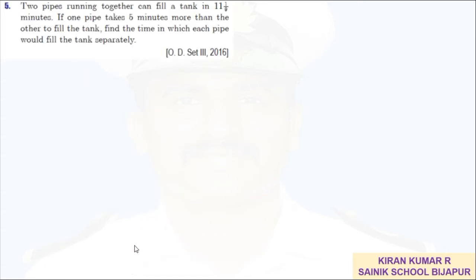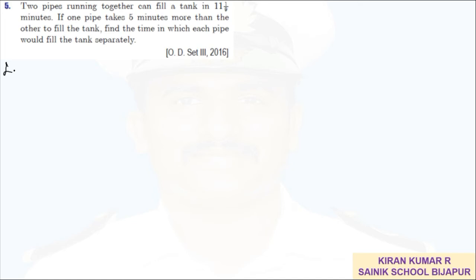Here we have a word problem, very important. Two pipes running together can fill a tank in 11 1/9 minutes. If one pipe takes 5 minutes more than the other to fill the tank, find the time taken by each pipe to fill the tank separately.